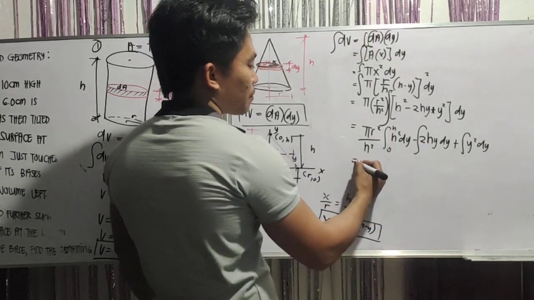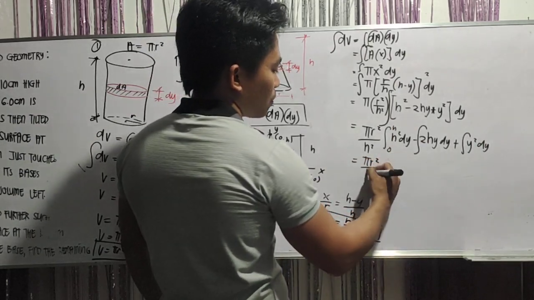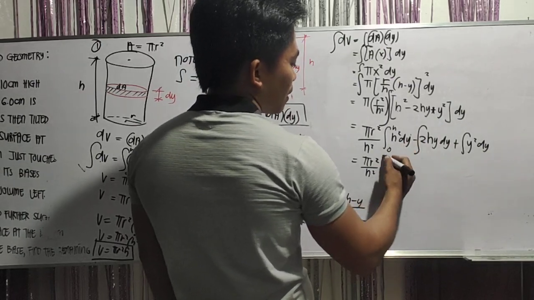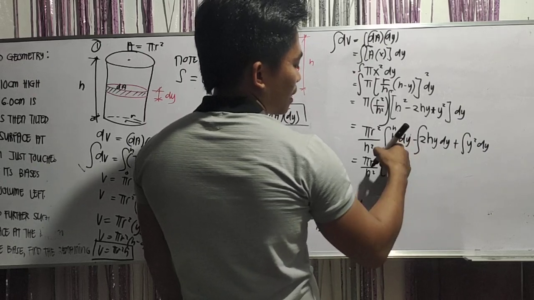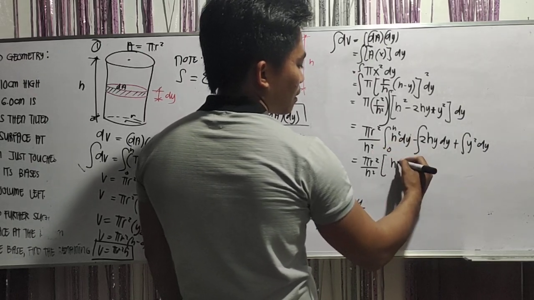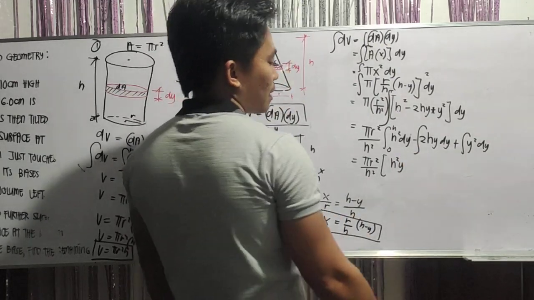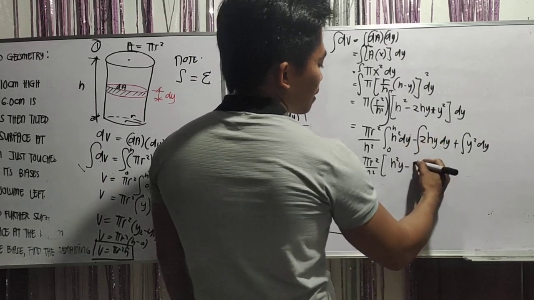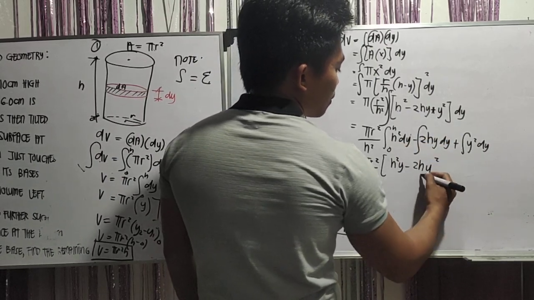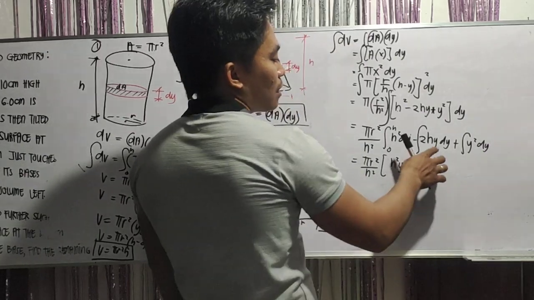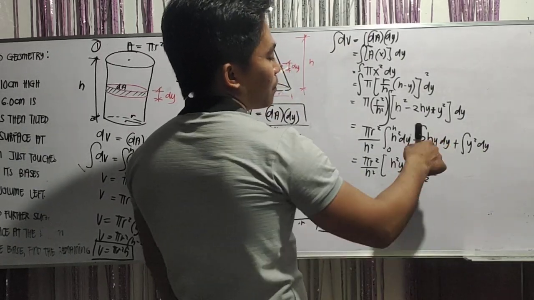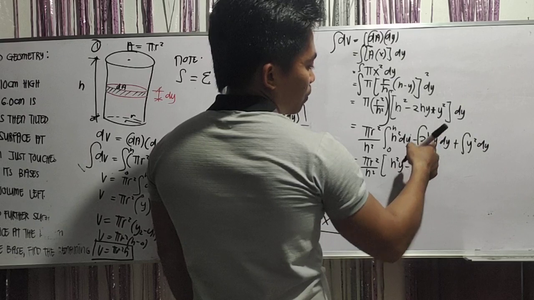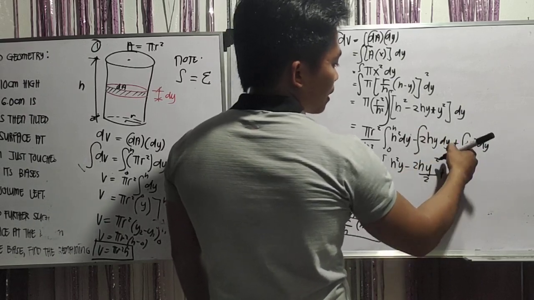Okay? Now, pi r squared over h squared, what is the integral of this h squared dy? Actually, yung value niyan is what? That is just h squared times y. H squared times y. Okay? Minus the integral of 2hy dy is simply what? That is just 2hy squared over 2 by power formula. Okay? U raised to n. Okay? The integral of u raised to n is simply u raised to n plus 1 over n plus 1. So, hy squared over 2 plus the integral of y squared dy.